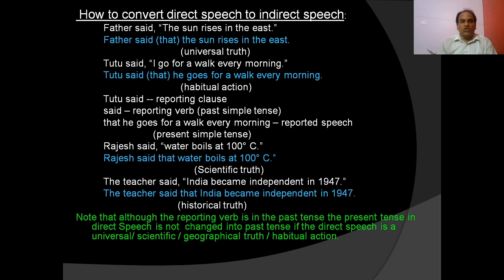Father said, the sun rises in the east. You see, father said that the sun rises in the east. No change of tense from direct speech to indirect speech. Why? Because the sun rises in the east is a universal truth. It was, it is, it will be also. So there is no change. Though the reporting verb is in the past tense, there is no change of the tense in indirect speech.